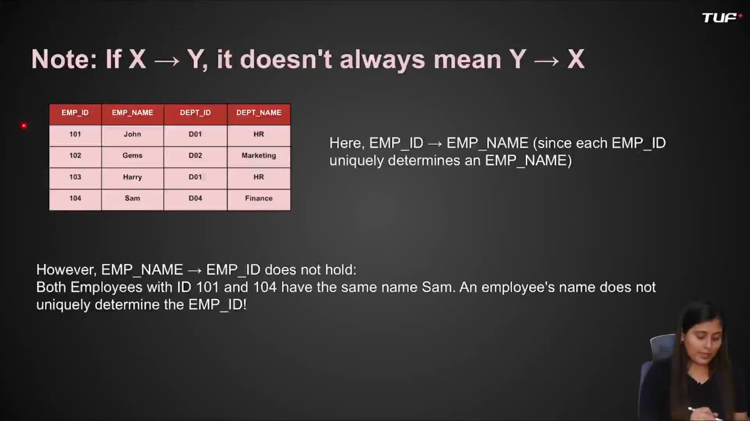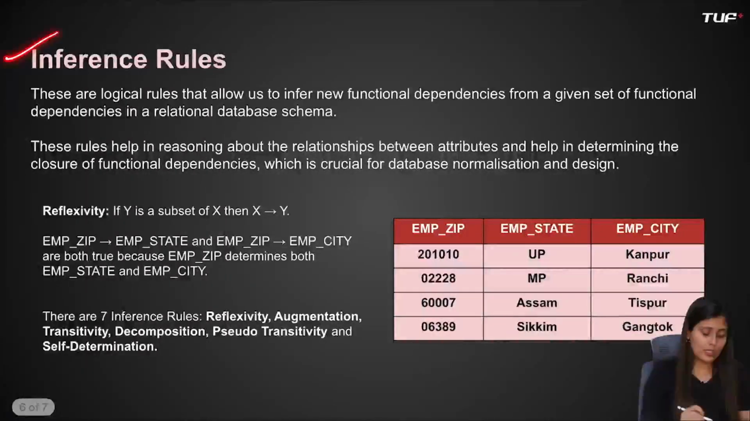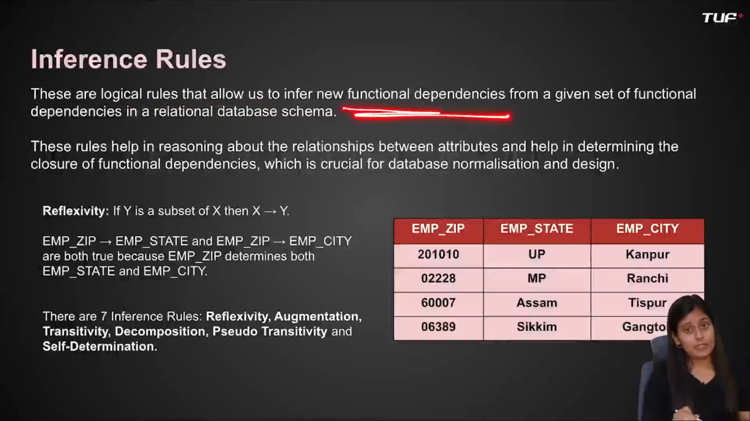So that is an example of how employee ID can define employee name, but employee name cannot define the employee ID back. Now, what are inference rules? Inference rules are basically the rules that allow us to find new functional dependencies from the previous ones.